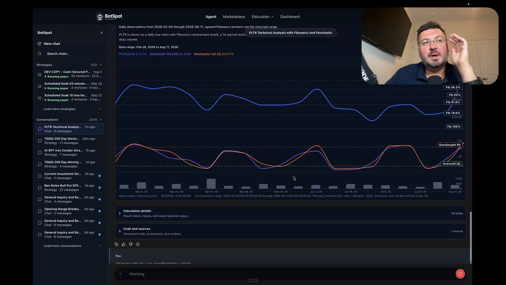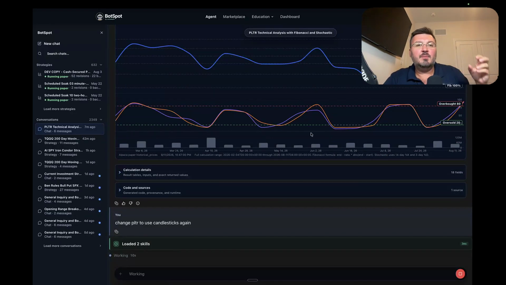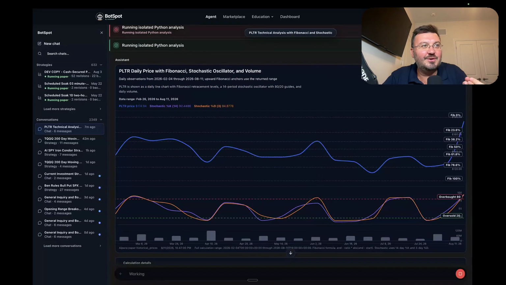Okay, so let's put the candlesticks in. But that's not even really what I'm asking. Like, okay, we'll put in candlesticks, we'll see what that looks like. Yeah, no, it's fine. I mean, just generally, does this look good? You know what I mean?